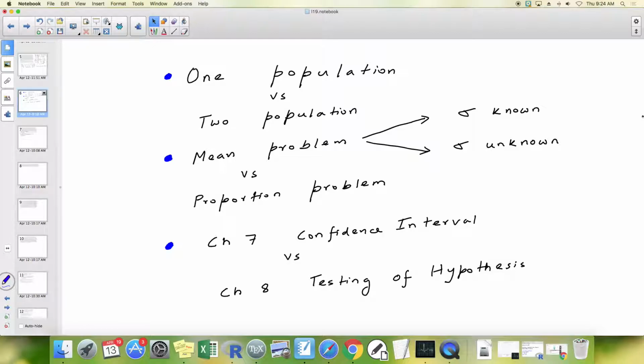Next, ask the question, is it about a mean problem or a proportions problem? So if it's a mean problem, is the sigma known or sigma unknown? And obviously note that for two populations, it will be like, is sigma 1, sigma 2 known or sigma 1, sigma 2 unknown? The next question you should ask, is it a chapter 7 problem or a chapter 8 problem? That means, is it a confidence interval problem or is it a testing of hypothesis problem? So if you ask these questions, all these problems will be easy for you. Let's get cracking.